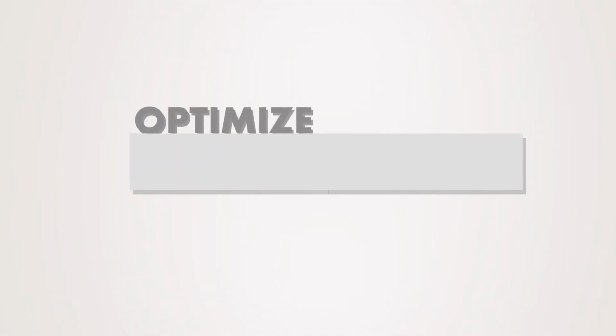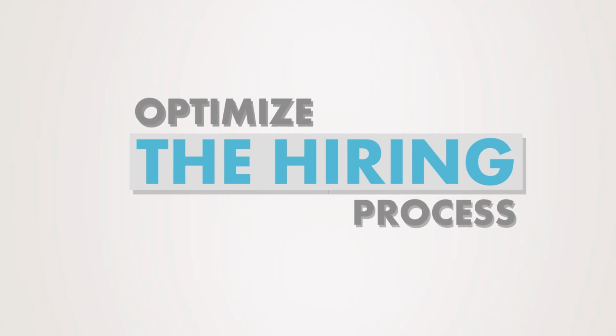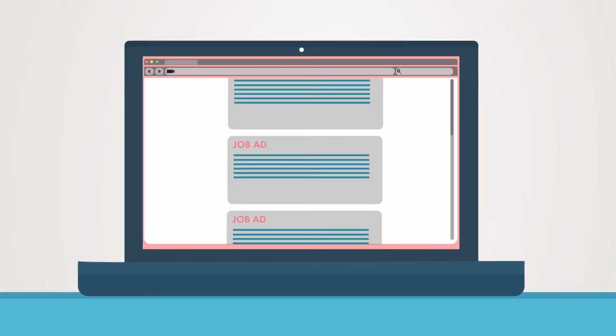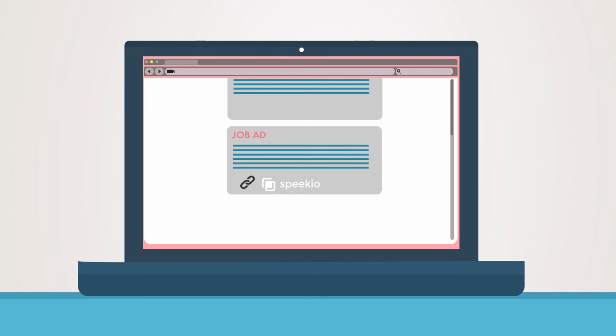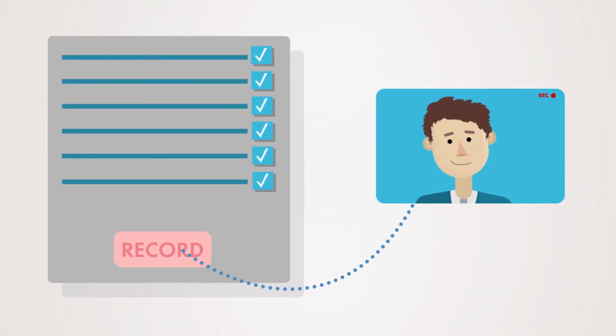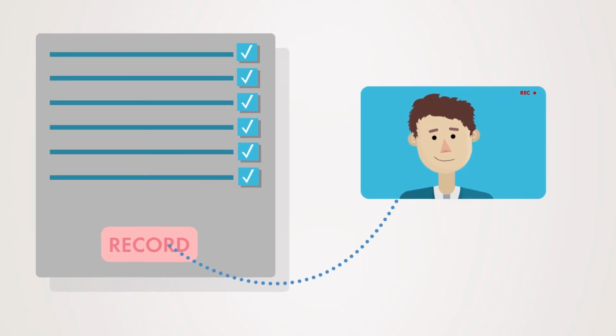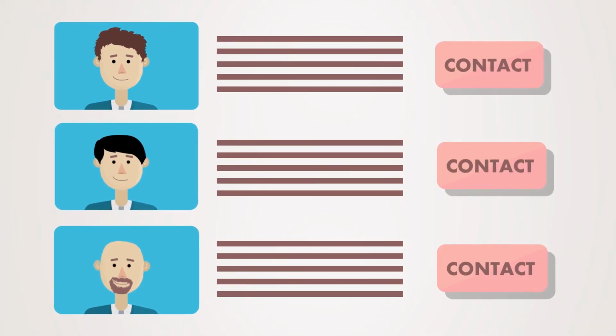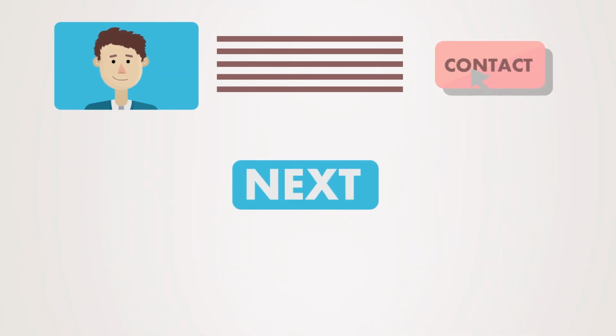Speekio also offers a solution to optimize the hiring process. With Speekio HR, you can add a link to the software in your job ads to let potential candidates answer your interview questions and record their own video applications. Your recruiters can simply browse all incoming applications to get a more personal feeling of the candidates and choose the right ones to contact for the next phase.